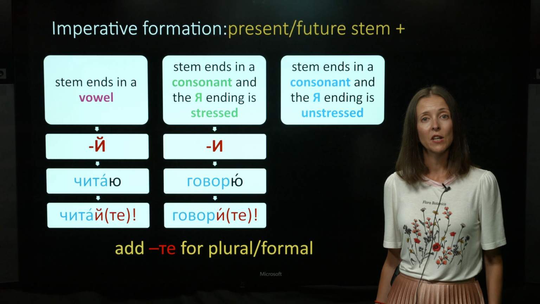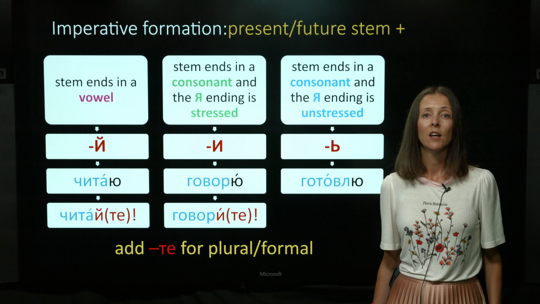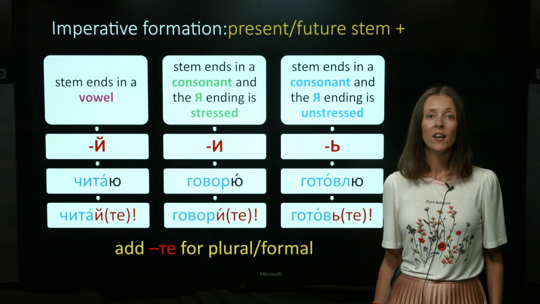Finally, if the stem ends in a consonant and the ending is not stressed, you will add a soft sign. Готовлю, готовь, готовьте.